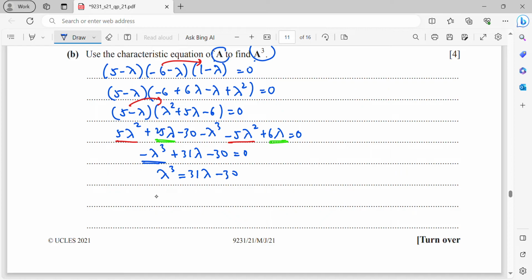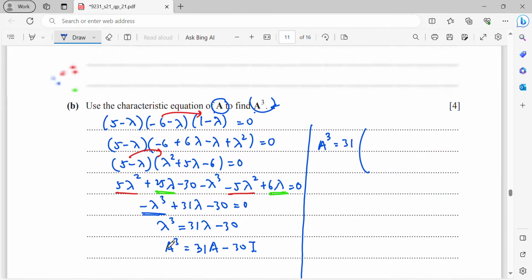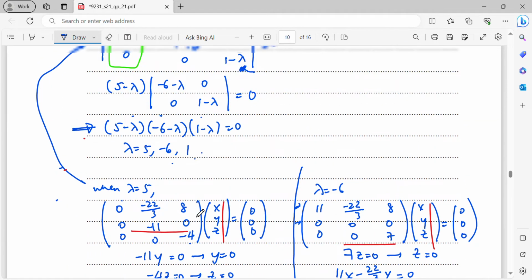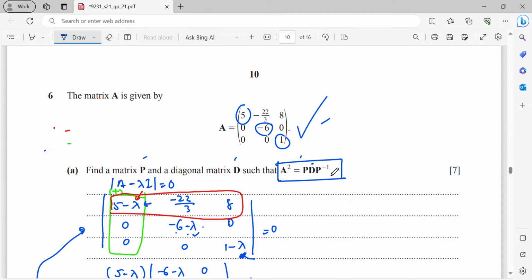But now you need to get the characteristic equation of A, which means now you replace the lambda by A. So I will get A cubed equals to 31A minus 30, because now lambda is a constant, which is the eigenvalue, and A is a matrix. So from the 30, you change to 30I, where I is the identity matrix. Now we need to find A cubed. This is just an expression. So now your A cubed will be 31 times the matrix A. So copy the matrix A from the previous part.